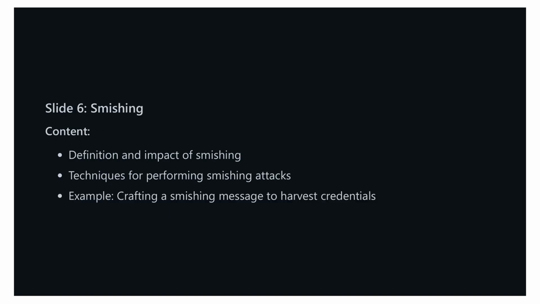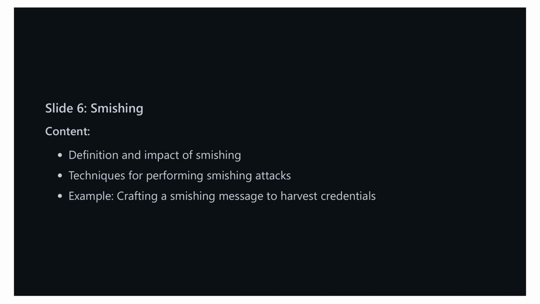Slide 6 introduces the concept of smishing. Smishing, short for SMS phishing, is a type of social engineering attack conducted via text messages. Just like email-based phishing, smishing aims to trick individuals into divulging sensitive information or clicking on malicious links. Let's delve into the specifics.